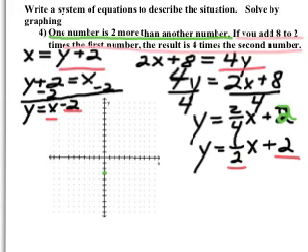Okay, so we're going to go up 1 over 1, up 1 over 1, up 1 over 1, and so on. And then the other one, I'm going to do that in a different color. The intercept is positive 2, and it goes up 1 over 2, up 1 over 2, up 1 over 2. Okay.